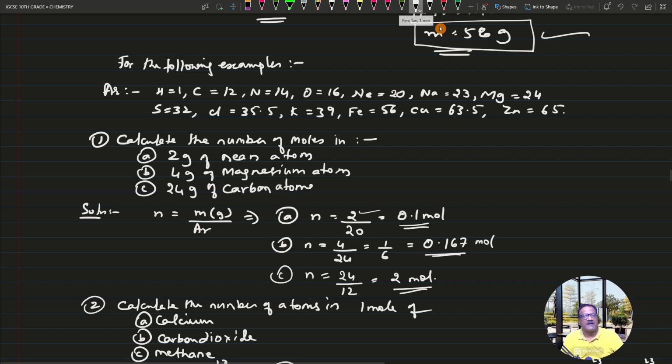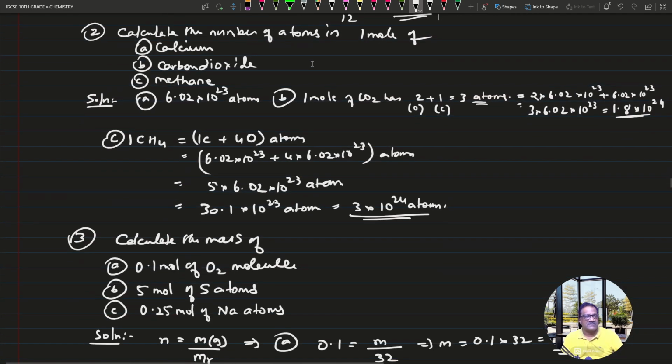Then for the B part, 4 gram of magnesium atom. So what you will do is N is equal to M upon AR again. So M will take as 4 and AR will take as 24, because magnesium AR value is 24. That works out to 1 by 6, and that works out to 0.167 mole. Okay. C part, 24 gram of carbon atoms. So the N will be equal to 24 upon 12, right? So that works out to 2 mole. That was question number 1, ABC.